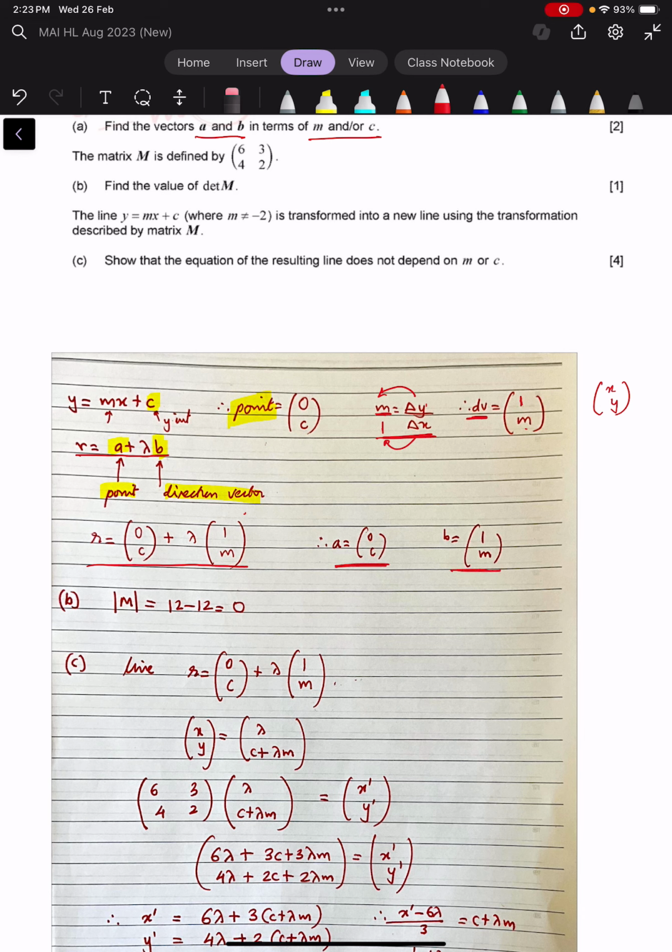Find the determinant of M. That's trivial. You simply do ad minus bc. So 6 twos are 12 minus 4 threes are 12, so that's 0. So that's fine. This is very simple. Fine. Now this is important.